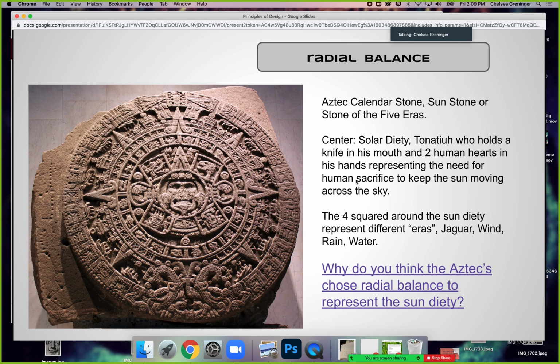This is an Aztec calendar stone or a sunstone, and it's representing the solar deity in the center. But you can see that it radiates out from the center. There are rows that represent different months and years and days and events and symbols in this Aztec calendar, and it radiates out from the center.